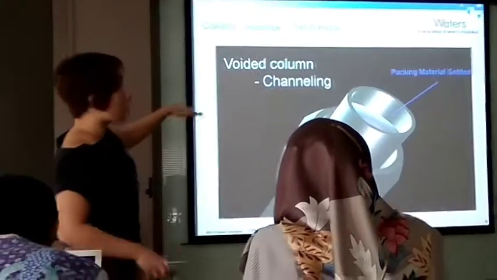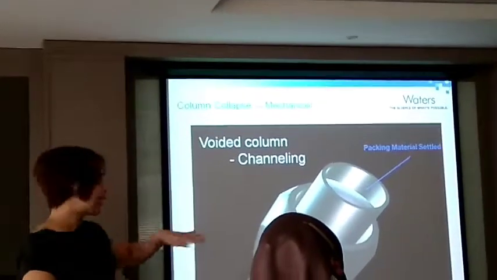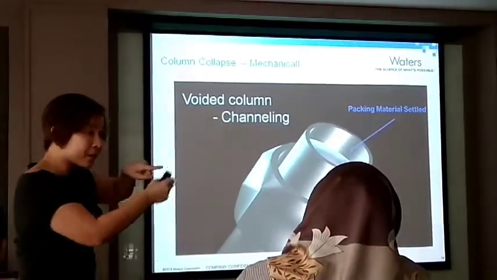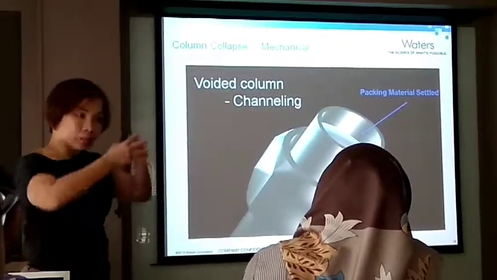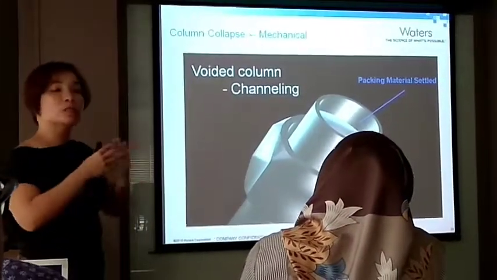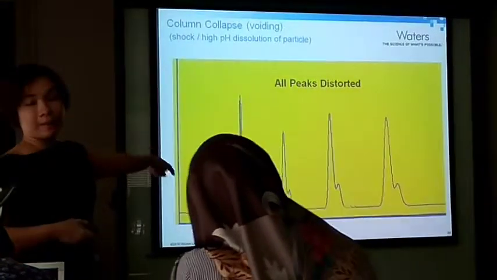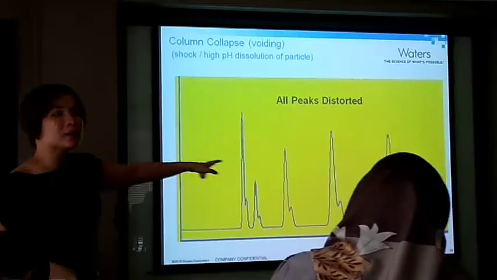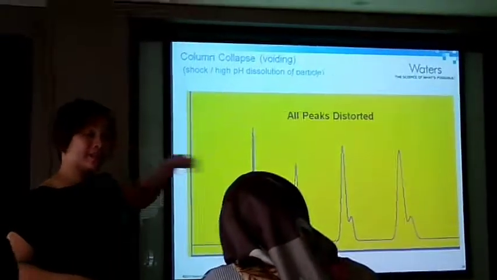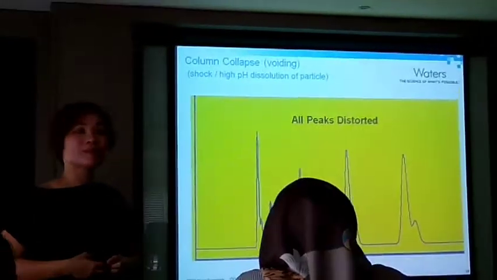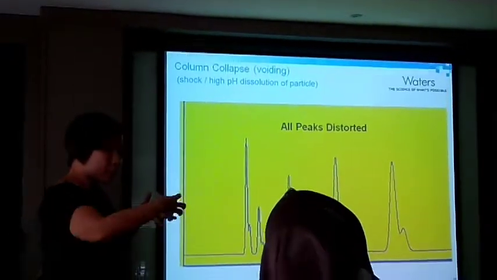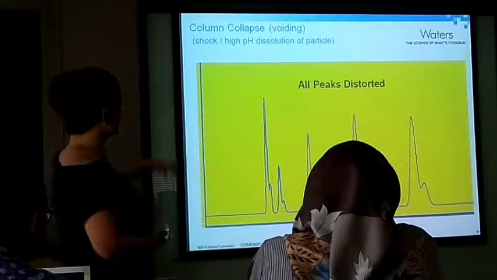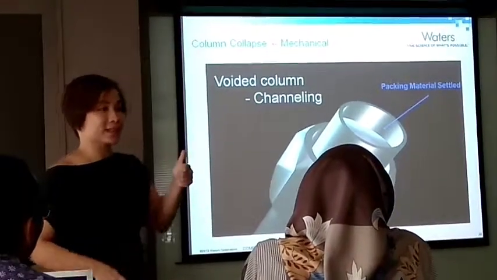But when the column starts to collapse, then you will see a void. It is the same thing: if there is a void in the column, the peak will start to spread, and it will start to split. This is what happens when the column collapses. This is a mechanical fault because it happens to all the peaks. You can see that all the peaks have the same problem, because the physical property of the column has changed.